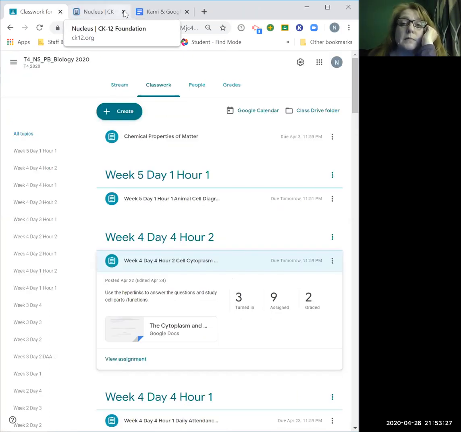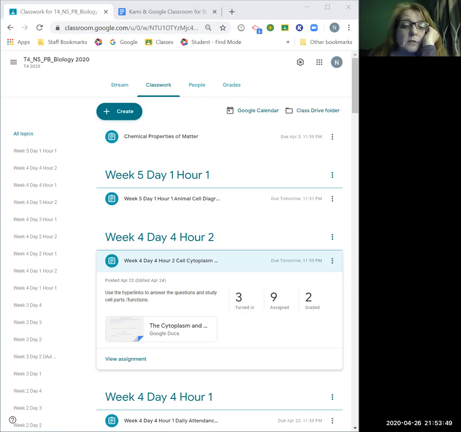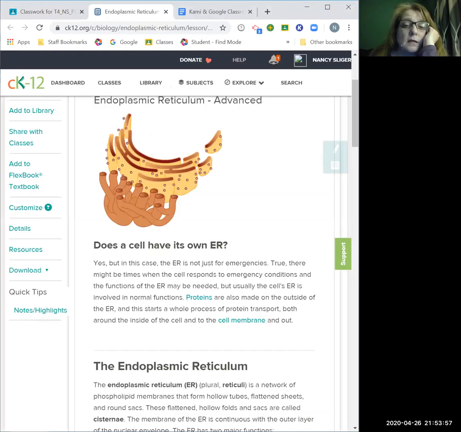Okay, endoplasmic reticulum. There's a rough ER and there's a smooth ER, and the difference is that the rough ER has ribosomes attached, and they're usually represented by little bitty dots, and the smooth ER does not have ribosomes attached.